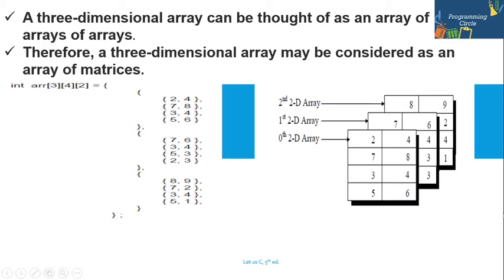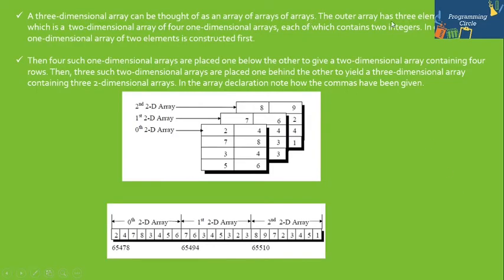As you know, each 2D array is also a combination of single-dimensional arrays. That means this first 2D array, you can consider it as 4 1D arrays. So a 2D array is a combination of 1D arrays, and a three-dimensional array can also be thought of as an array of arrays of arrays. The outer array has 3 elements, each of which is a 2-dimensional array of 4 1-dimensional arrays, each of which contains 2 integers.